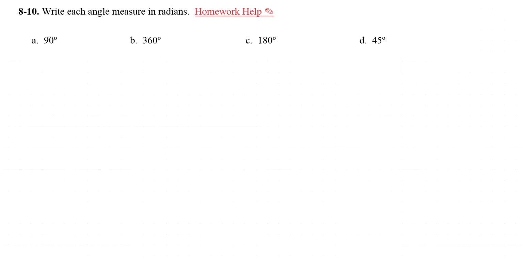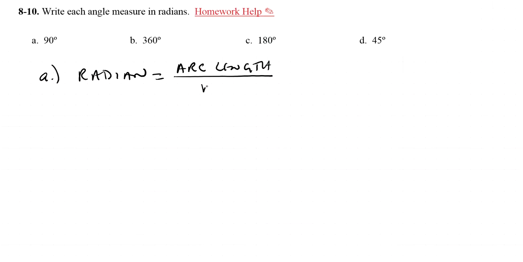8-10, write each angle measure in radians. Alright, so we've talked about this. We've done it in class a couple times, and we know that a radian is equal to arc length divided by the radius.